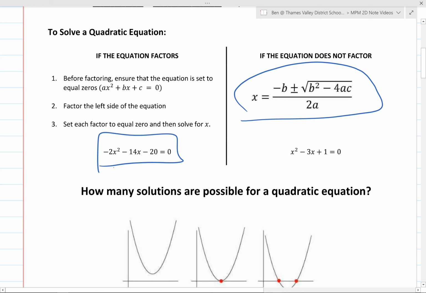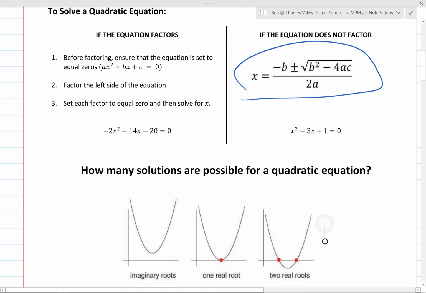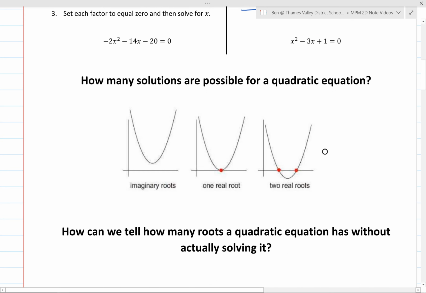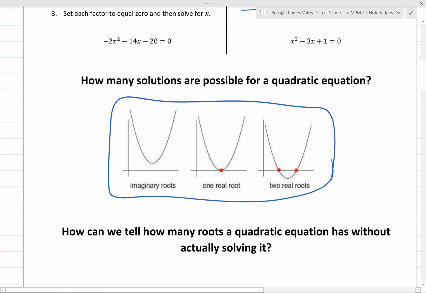Now, these are just two examples. This equation here we would be able to factor. The one on the right we would not be able to factor, and we'd be forced to use our quadratic formula. Now, let's take a look, because like we talked about at the end of the last video, whether the parabola opens up or down, it's possible to have 0 real roots. In this case, we say that the roots are imaginary, and you'll go into more detail there if you take math at higher years.